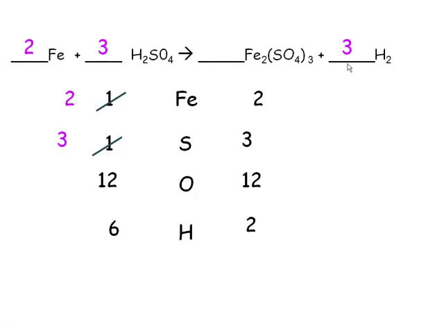So when we're done, we'll have 6 hydrogens on the reactants, 6 on the product. And then you just go back and double check to make sure everything is balanced. And then there's no coefficient in front of the iron shown, but we can put a 1 there.